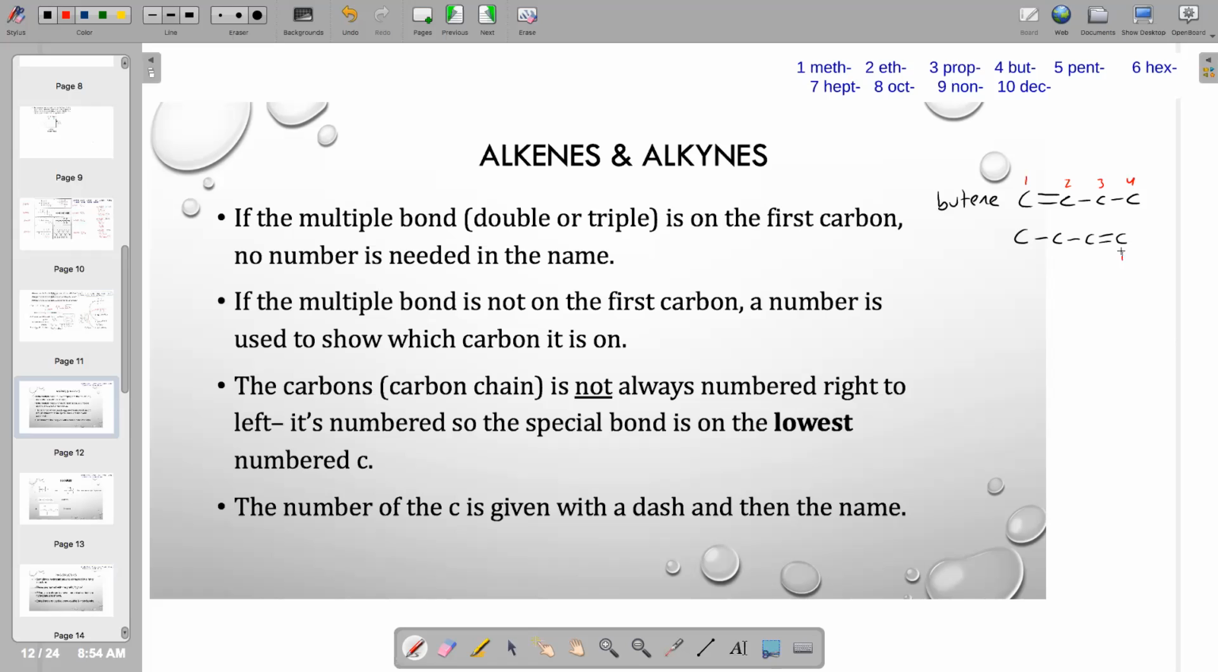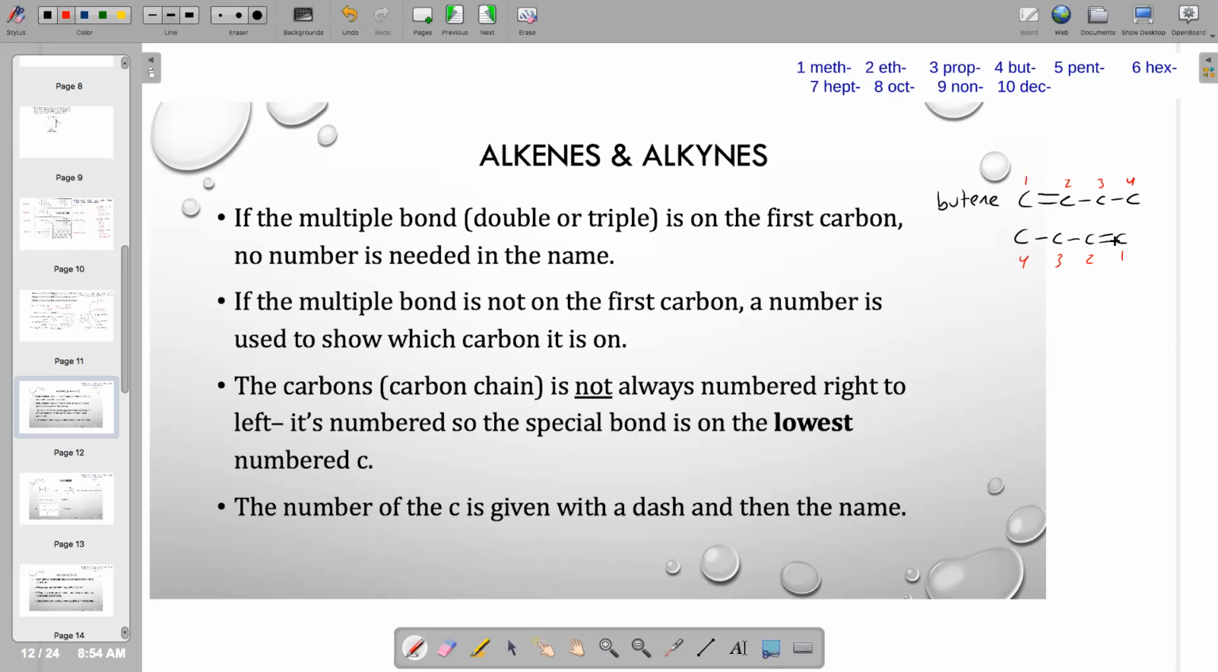If you number the carbons in this chain, you don't start with number 1 over here. You start with number 1 over here, because the numbering goes from the most complex or the greatest number of bonds to the least, or to the part of the molecule with single bonds. So the carbon chain is not always numbered from right to left. It's numbered so the special bond, the double or triple bond, is on the lowest numbered carbon. In this example of butene, this is the first carbon, but this is also the first carbon.